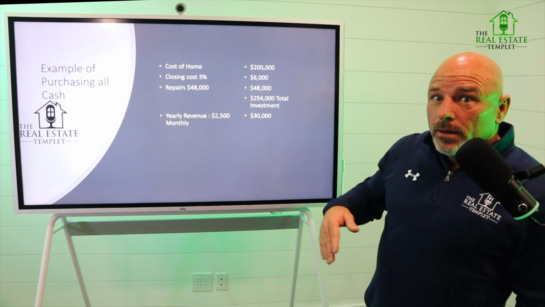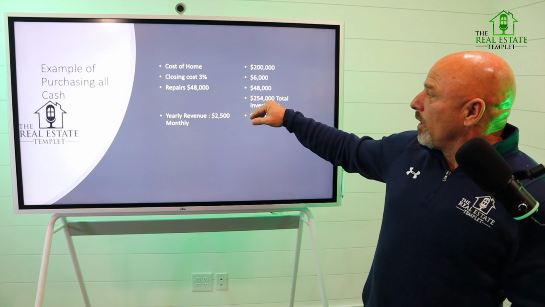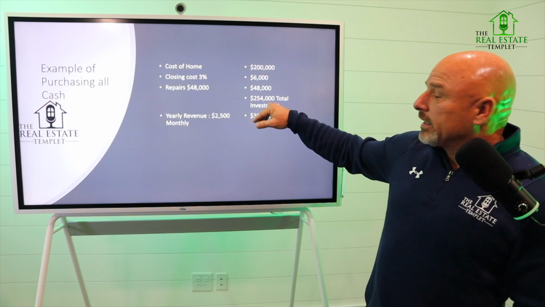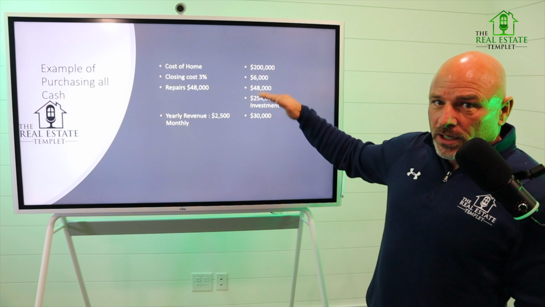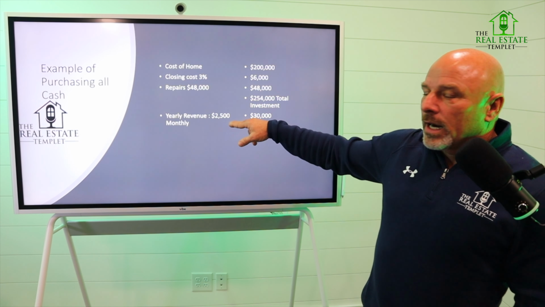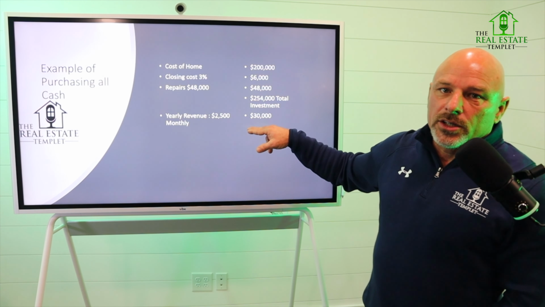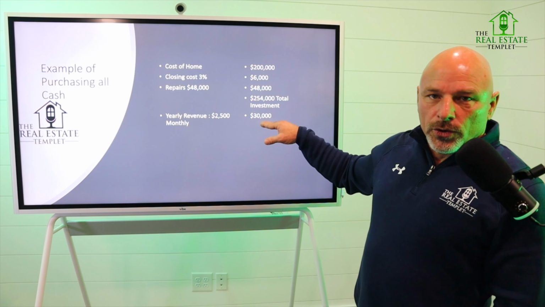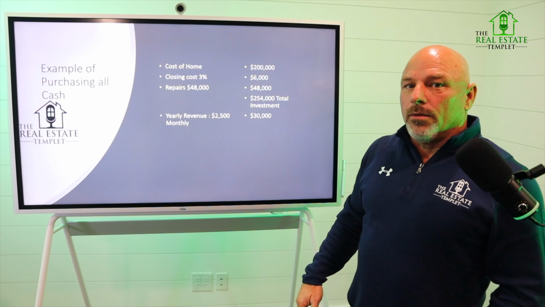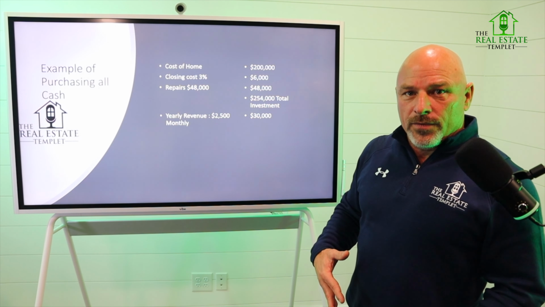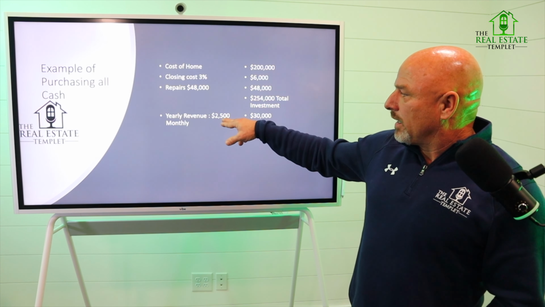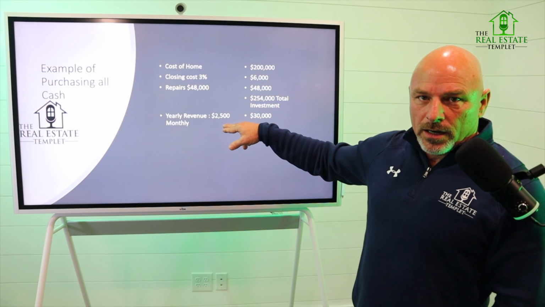So now what we're looking at is we have $254,000 that we invested in buying the property. That's our repairs included, every penny of it. We're going to rent that house for $2,500 a month, which is going to be $30,000 a year. So you're saying, well, do I just pick a number out of thin air for that? How do I find out that I'm going to rent that for $2,500 a month?